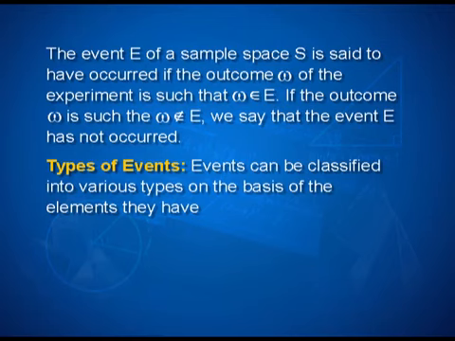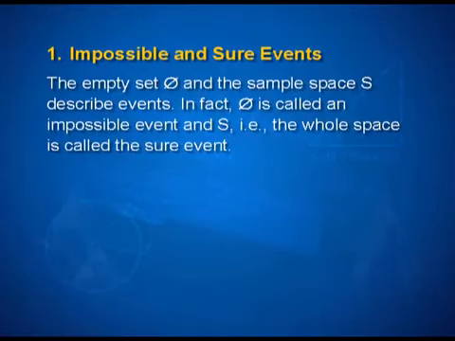Now, let us discuss types of events. Events can be classified into various types on the basis of the elements they have. Let us discuss impossible and sure events. The empty set phi and the sample space S describe events. In fact, phi is called an impossible event and S, that is the whole space, is called sure event.